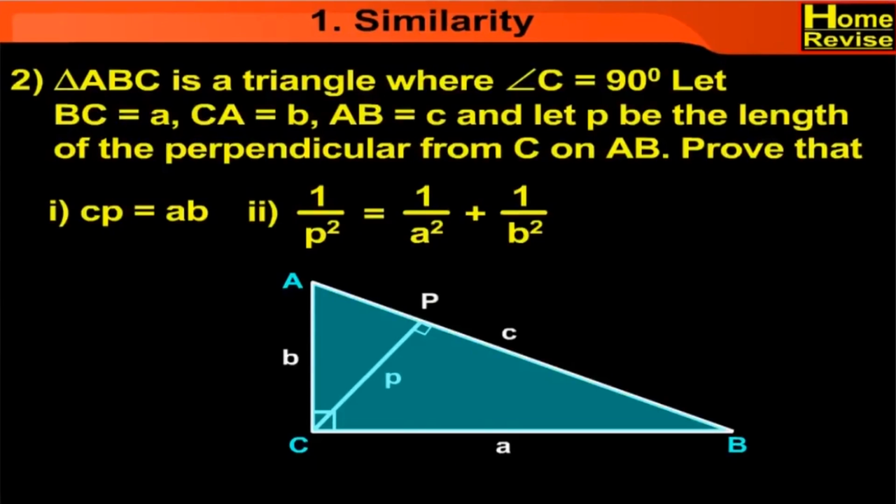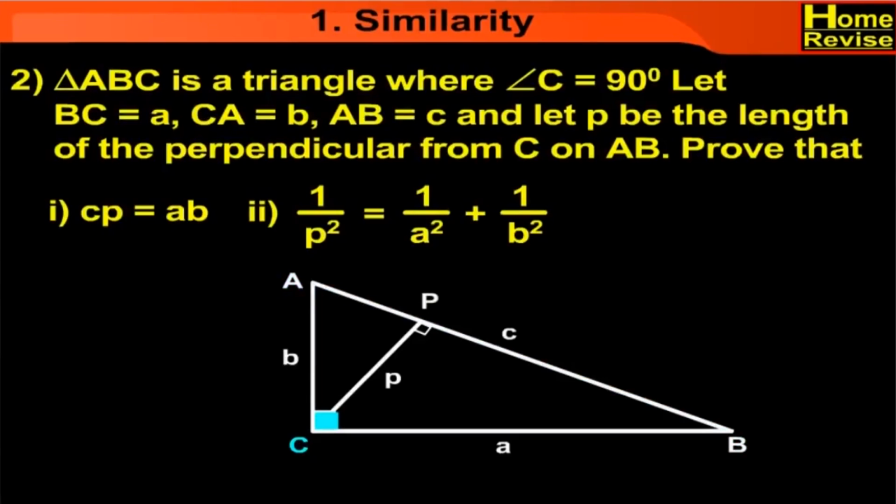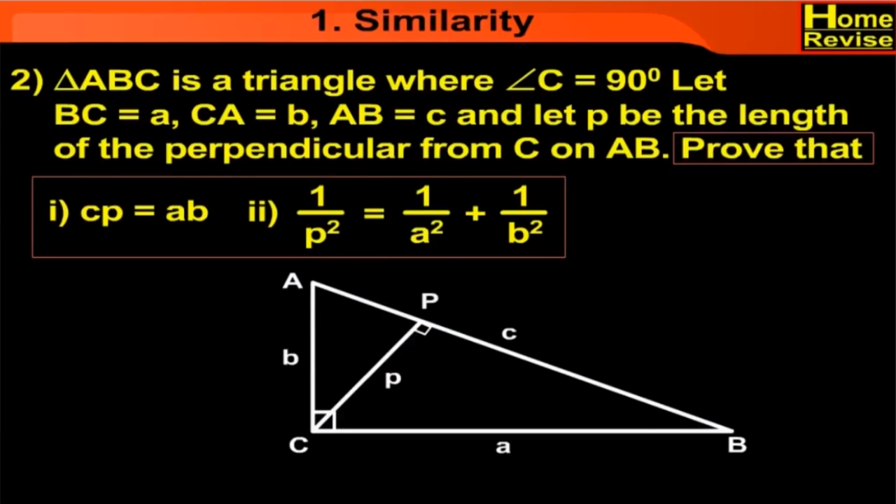Triangle ABC is a triangle where angle C is equal to 90 degrees. Let BC is equal to a, CA is equal to b, AB is equal to c, and let p be the length of the perpendicular from C on AB. Prove that 1. cp is equal to ab, and 2. 1 upon p square is equal to 1 upon a square plus 1 upon b square.